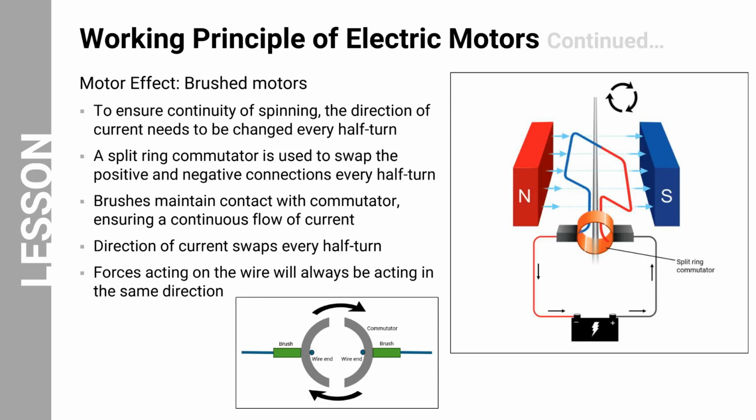As soon as the wire finishes a half turn, the force on the left side acts towards the bottom, and the force on the right side acts towards the top, which makes the wire spin back to its original position. This makes the wire unable to complete one full turn.